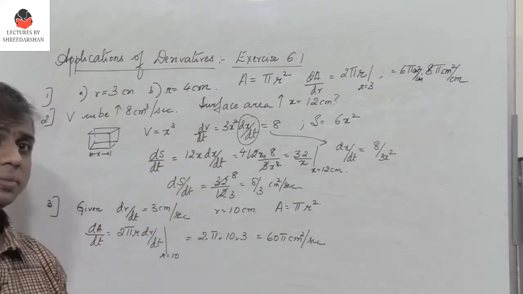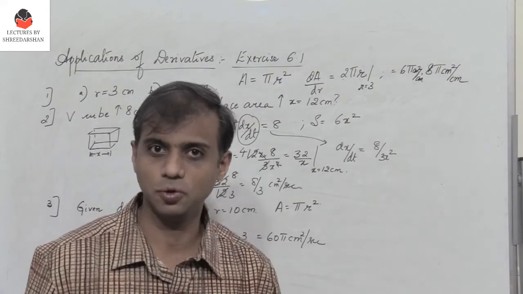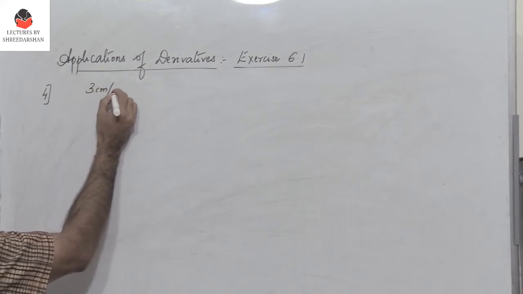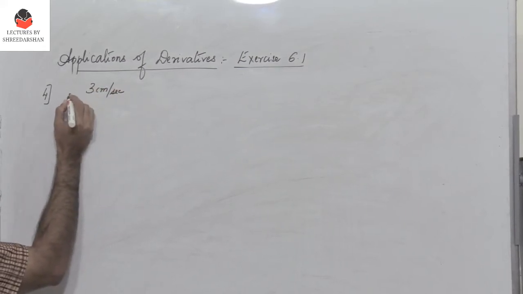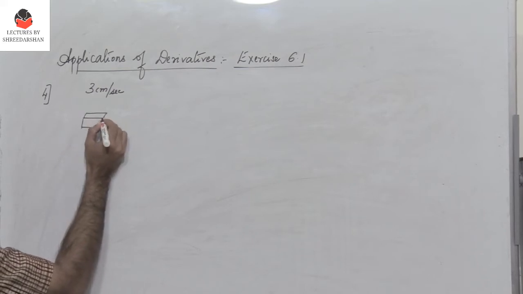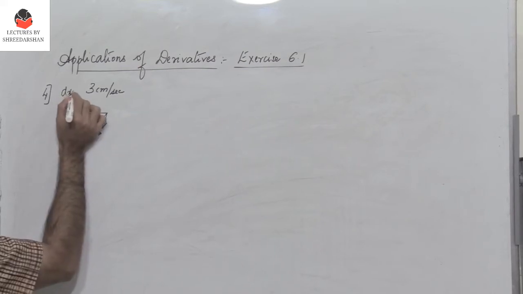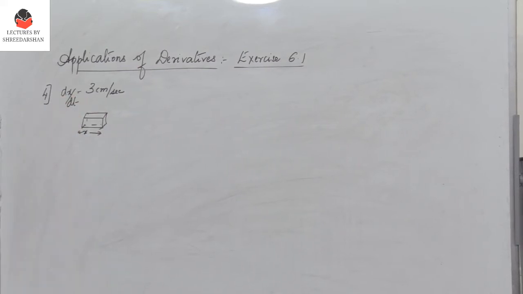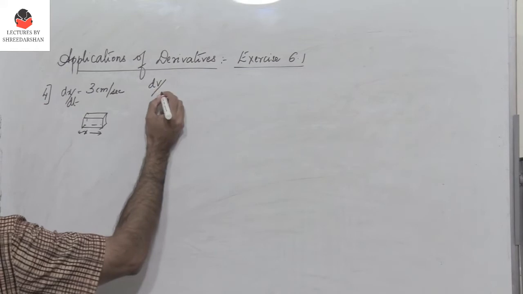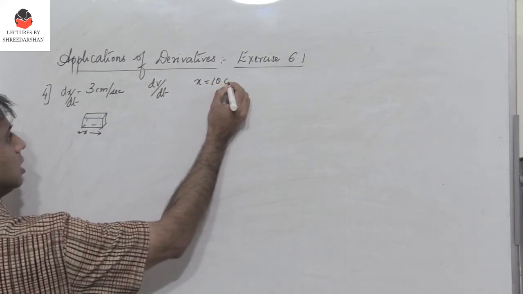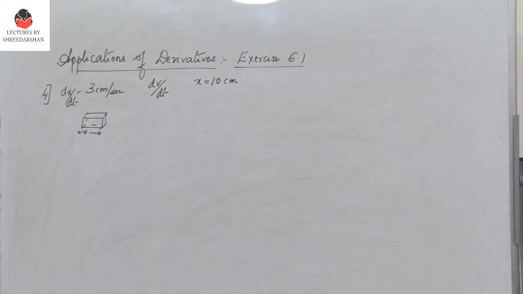Okay, so we have seen that the problems are pretty simple. So let's move on with the next problem, the fourth problem. Given that the edge of the cube is increasing at the rate of 3 centimeter per second. So we know that in a cube, all the sides are equal, so let the side be x. So given dx by dt equals 3 centimeter per second. Now how fast is the volume of the cube increasing? So I need to find dv by dt when the edge is 10 centimeter long, right? So when x is 10 centimeters, I need to find dv by dt.